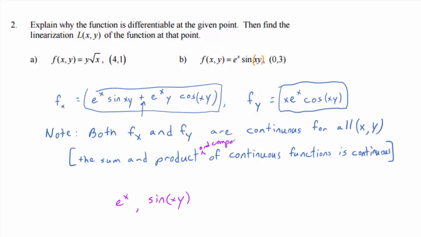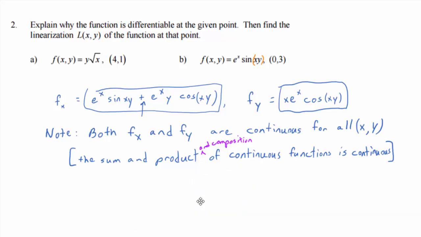If you want to be picky here. Continuous functions is continuous. So e to the x is continuous. Sine of x, y is continuous. What else do we have? Y by itself, right? A factor of y is continuous. Cosine of x times y is continuous. Did I miss anything? It's a non-issue, right? If you take a product or a sum or a composition of continuous functions, you get a continuous function. So then what does that mean?